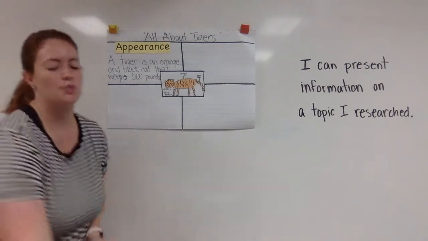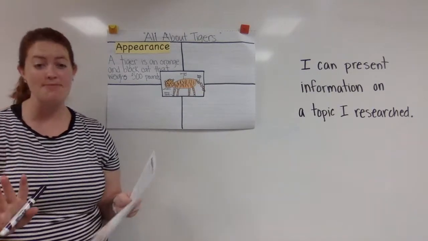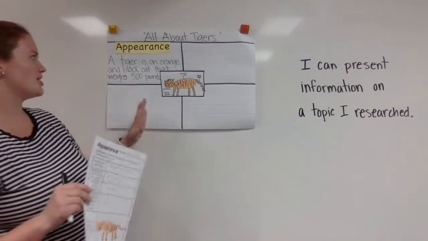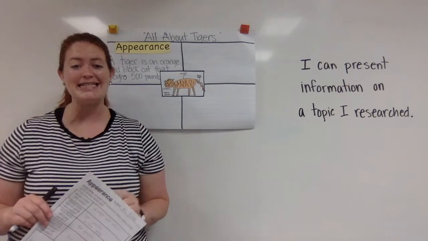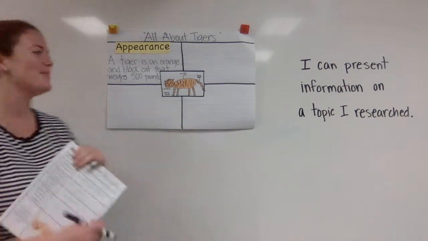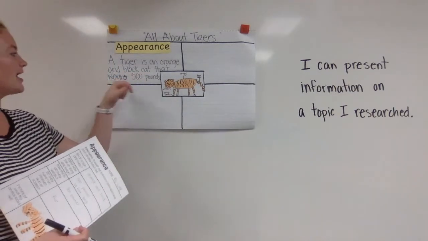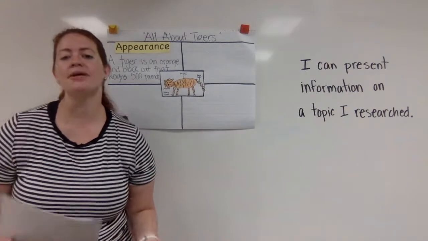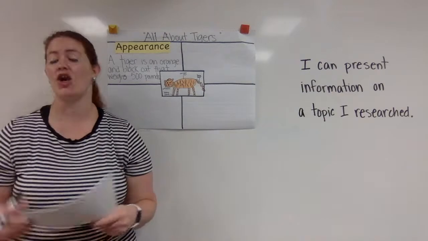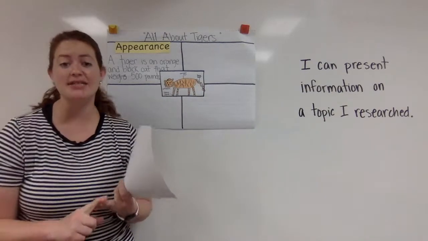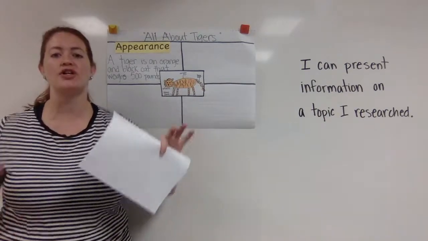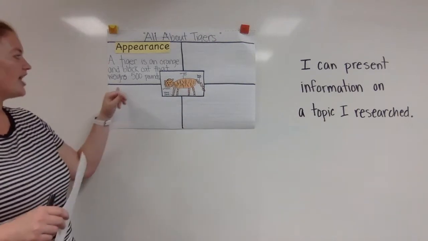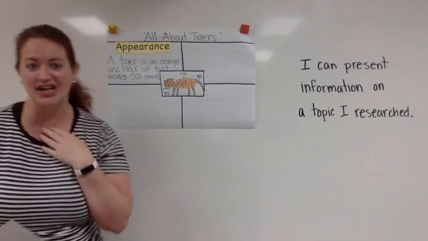Now let me think, what's one more thing that's really important about their appearance that when I was researching, I need to make sure to include because we want to do at least 2 sentences, okay? So let me see. A tiger is an orange and black cat that weighs 500 pounds. Oh, I know. When I was researching, everyone kept saying in Pebble Go, in my Raz Kids book, and on Epic, it kept talking about their tail. They had a really long tail. So could I say tigers have really long tails?